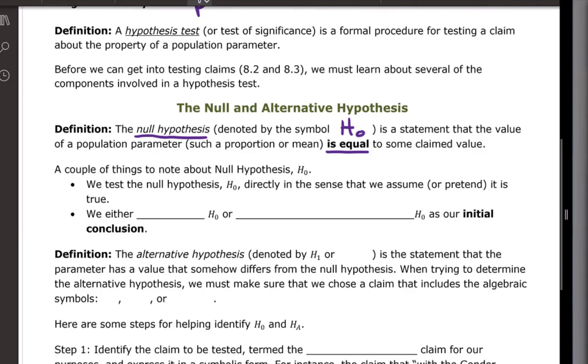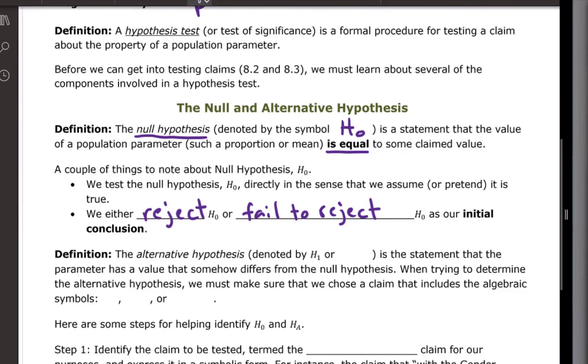So a couple things we're going to note about it: the null hypothesis is what we test directly, or in our calculator, what the calculator tests directly. We always assume it is true, and then we work from there. Like, do we have enough evidence to support or reject that null hypothesis? And then we are going to do one of two things. We are going to reject the null hypothesis, so we found enough evidence against it, or we're going to fail to reject it, as our initial conclusion for our hypothesis test.